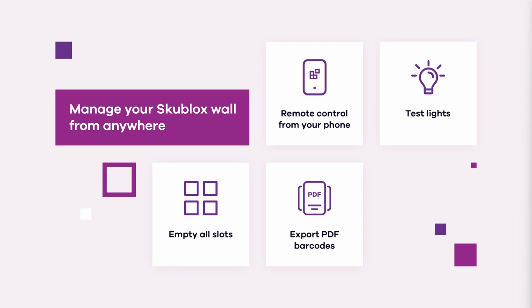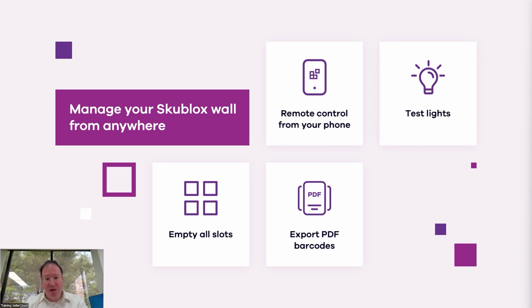It works on a mobile phone, and you can actually do remote control on it. Similarly, you could test lights and do all those things from your phone wherever you are. So you don't actually have to be in the warehouse to monitor it.